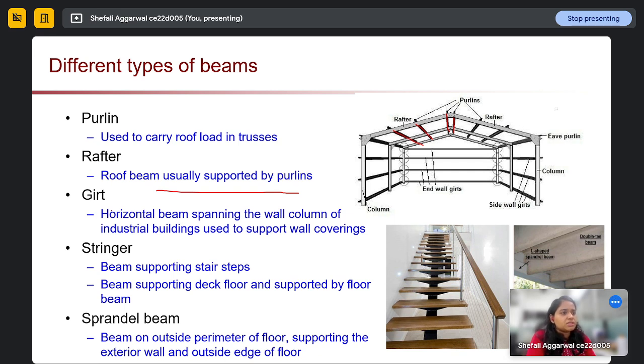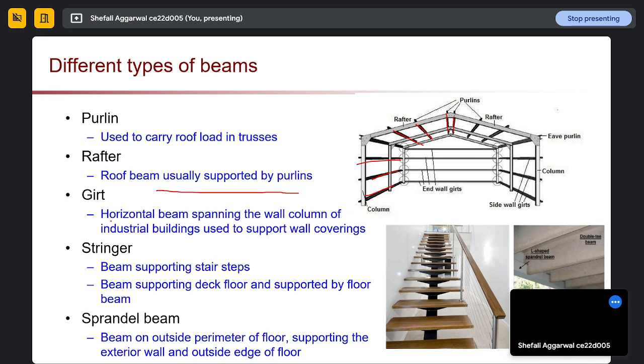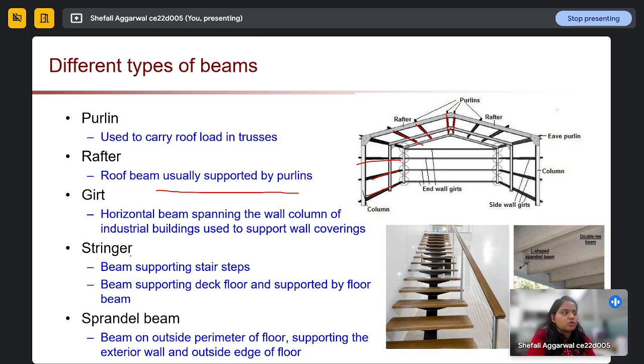Next is the girt. Girts are the horizontal beams which are provided on the wall columns, normally on walls or columns, and that is called a girt. And next is the stringer. If we see our staircases, the beam which is supporting our complete staircase is called a stringer. In case of stairs, this is the stringer beam, but when we are talking about floors, it is normally supported by the floor beam.